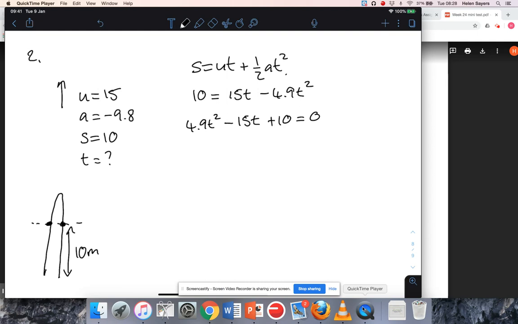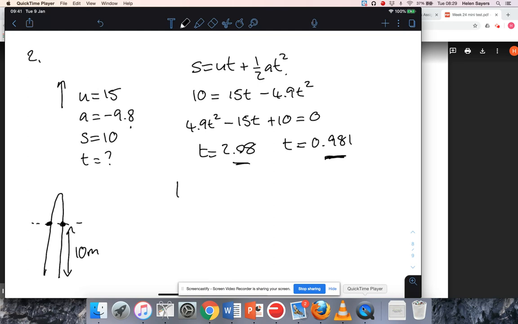Okay, so that gives me two values for t. It gives me 2.08. I'm going to go to three significant figures because that's the standard unless told otherwise, or two significant figures would be fine as well because we've only used the value of g to two significant figures. So t is 0.981 if I'm going to three significant figures. So that's obviously on the way up, and 2.08 is on the way down.